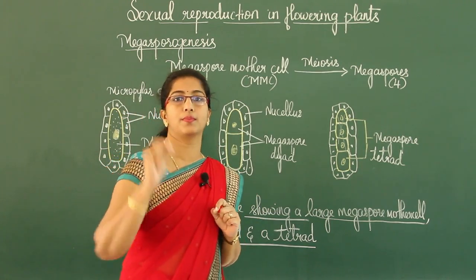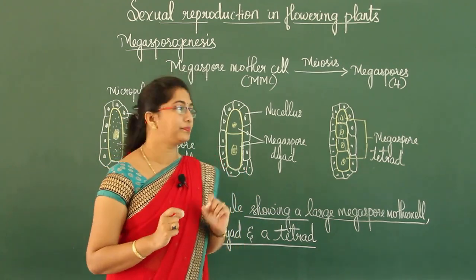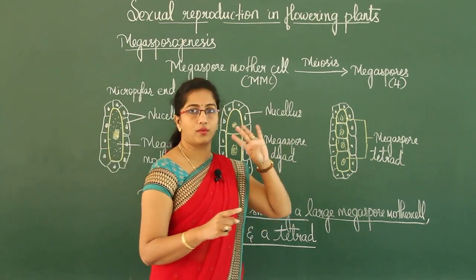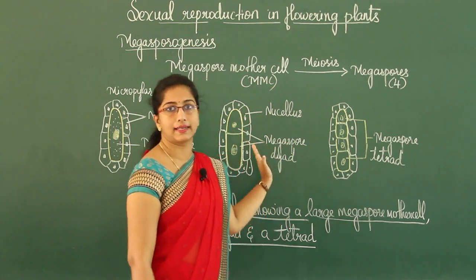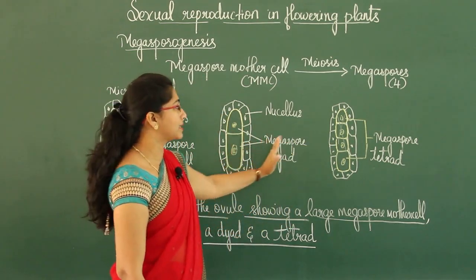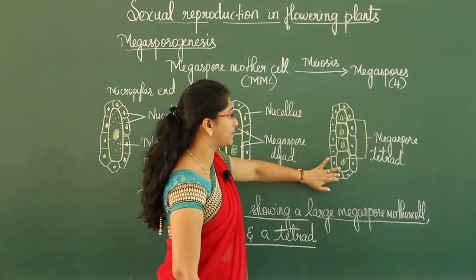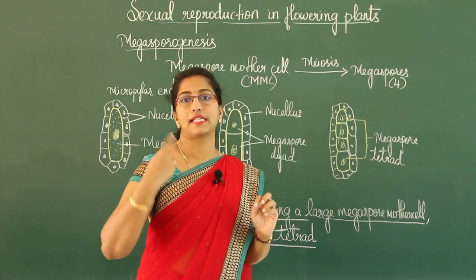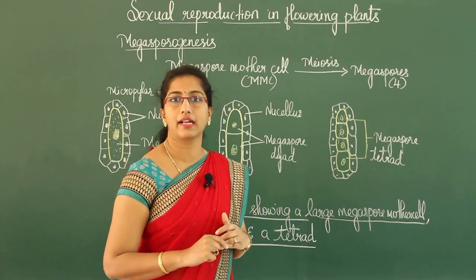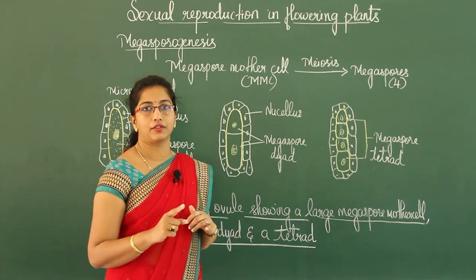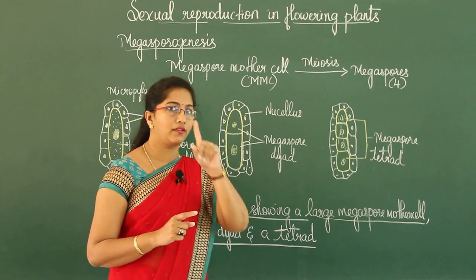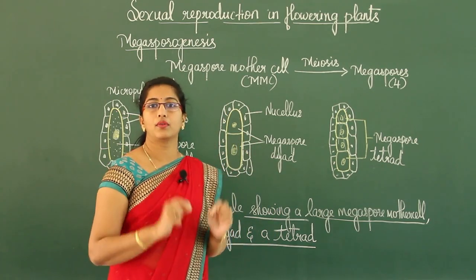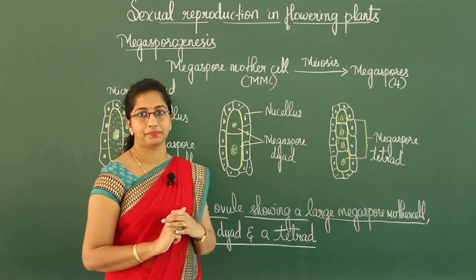So what is monosporic development? It means that the megaspore mother cell undergoes meiosis and forms 4 megaspores. Out of 4, 3 will degenerate and 1 develops into the embryo sac or the female gametophyte. Only when 1 megaspore develops into the female gametophyte, we call it monosporic development.